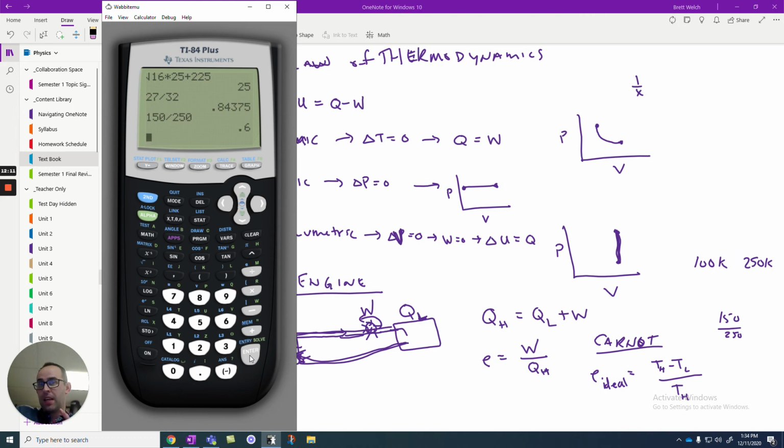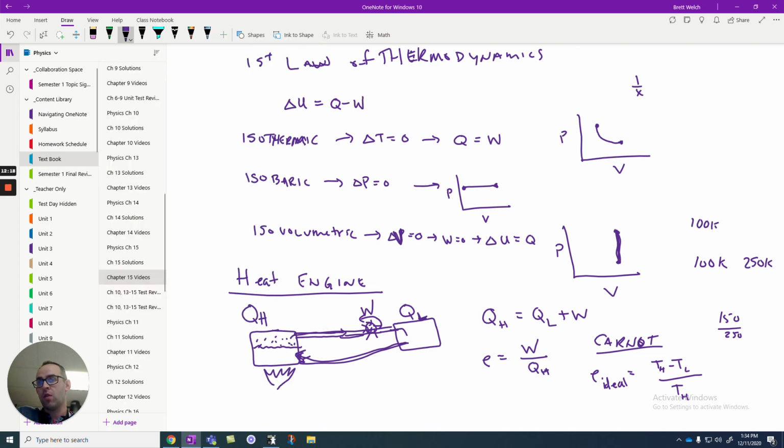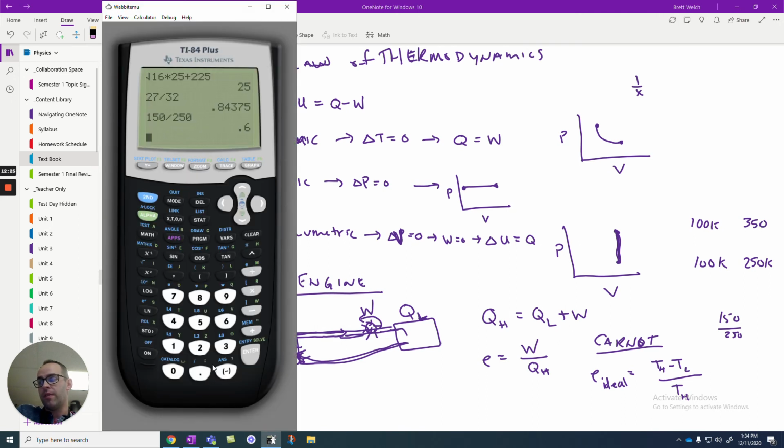However, if I can just widen the gap, let's say that I keep the exhaust at 100 Kelvin. That's really cold anyway. But let's say I get the high temperature up to 350. Well, the difference now is not 150, it's now 250. But I am dividing by a bigger number, so does that matter? It does, but it doesn't matter as much as the fact that we have a bigger gap. So there I'd have a 71% efficient engine, and so on down the line.